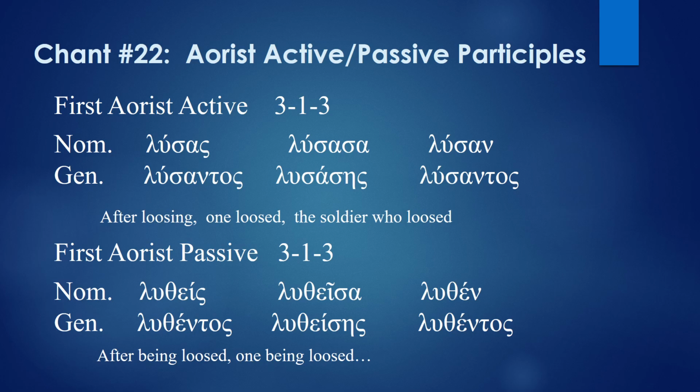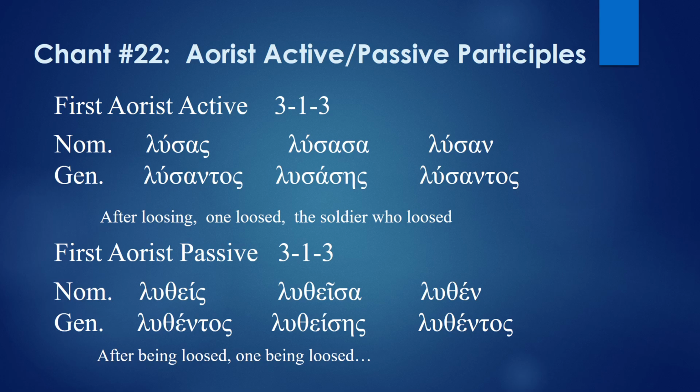Chant number 22, the aorist active participles. These participles will have an adverbial use of after loosing, a substantival use, the one loosed, and an adjectival use, the soldier who loosed. We will have, again, a 3-1-3 structure, a third declension for the masculine, a first declension for the feminine, and a third declension endings for the neuter.